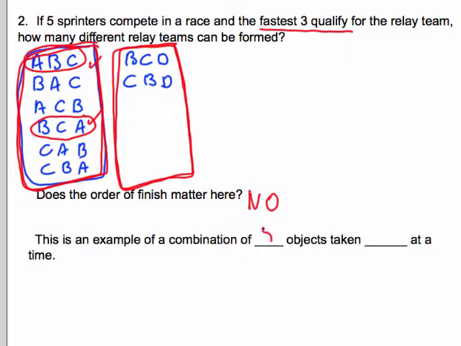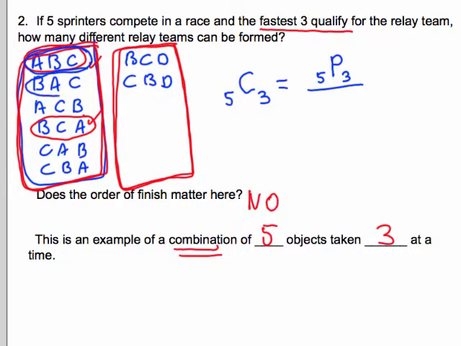And this is an example of 5 objects taken 3 at a time. That's a combination. So the question is, how can we get the number of combinations? If we take 5 objects and we want to choose 3 of them, where choose means that the order doesn't matter, we know that the number of permutations is 5P3, and we can see from what I was doing here that if there's 3 items being picked, we don't care about all the orders of those 3 items.